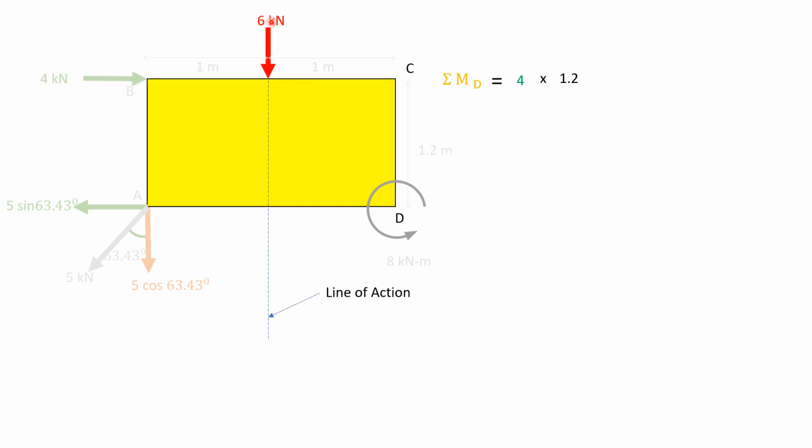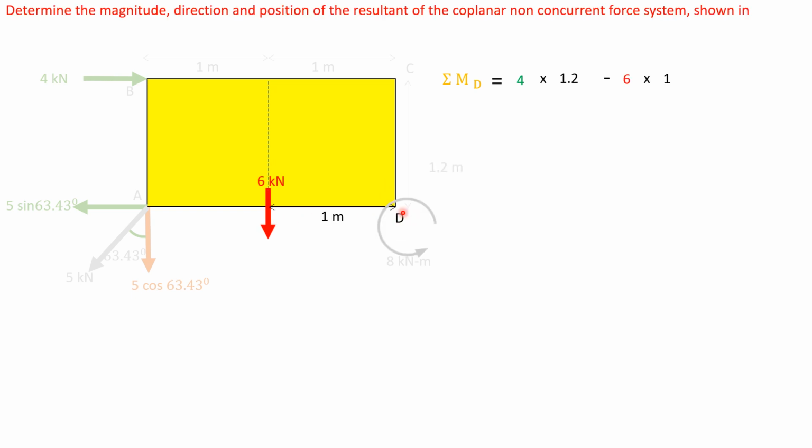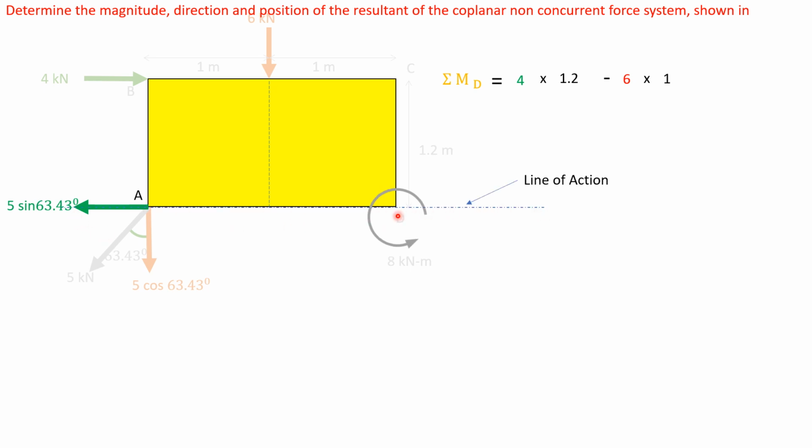Now this force will have a line of action like this, and it will have a perpendicular distance from point D of 1 meter, and it will rotate like this anti-clockwise about point D. This force will have a line of action like this, and it will travel along the line of action and pass through point D, so it will have zero perpendicular distance from point D. So this force doesn't have any moment about point D because it is already passing through the point. So the moment of this force will be 0.